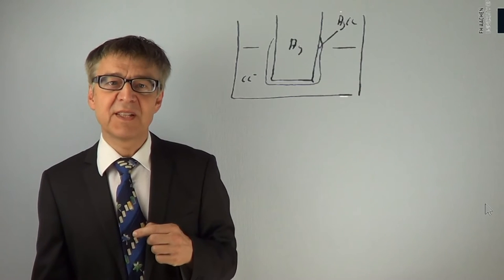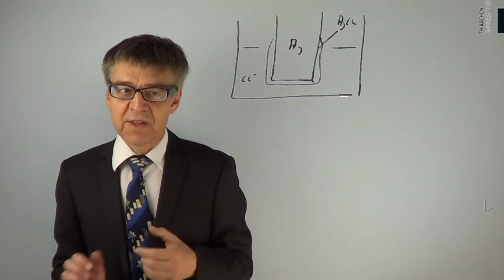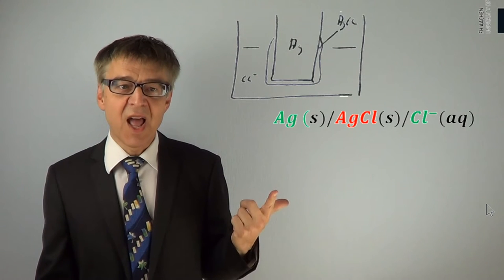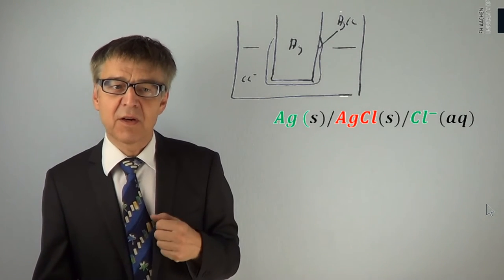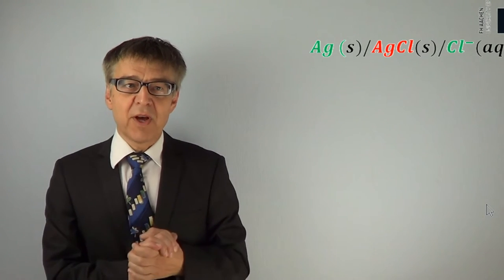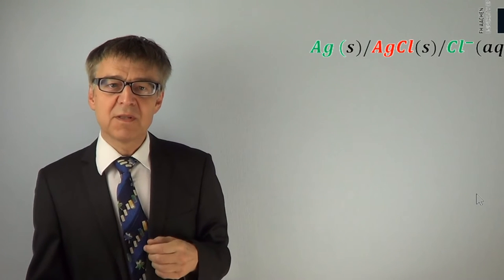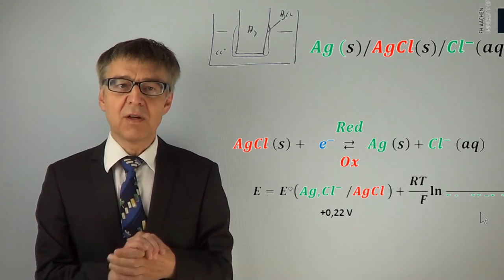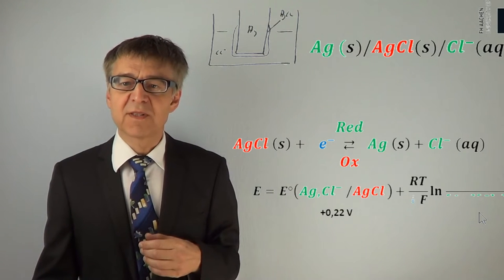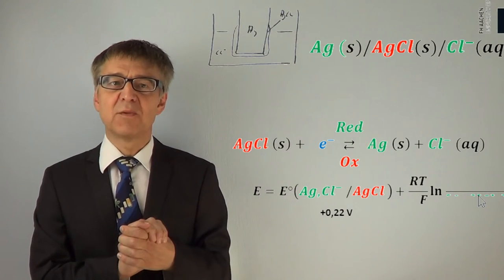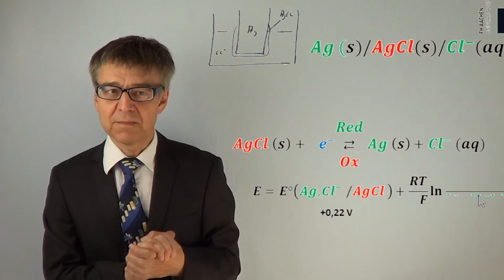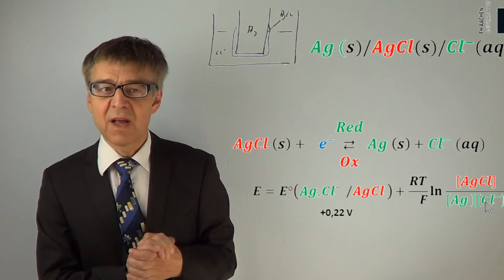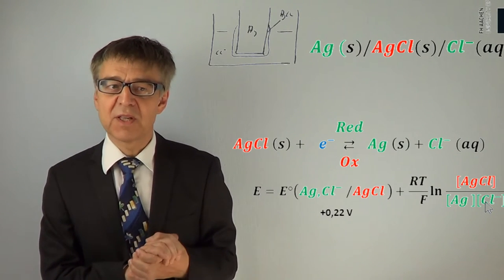A very common type of a reference electrode is a silver chloride electrode. This is another three-phase system. We combine metal, a sparingly soluble salt of this metal, and an electrolyte with a corresponding anion of this salt. The Nernst equation for this electrode can be expressed as follows. 0.22 volts for the standard potential E0. Nu sub E equals 1. We have to divide the concentration of the solid silver chloride, the molar fraction, by the concentration of the solid silver, also mole fraction again, and the concentration of chloride ions, the molar concentration in moles per liter.